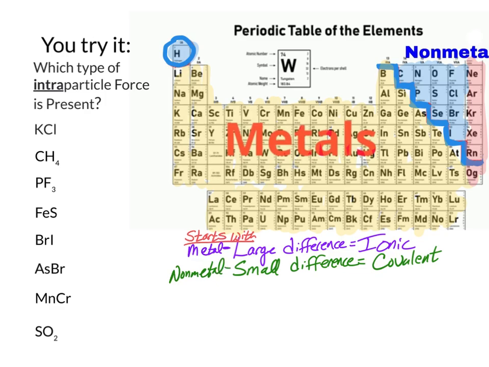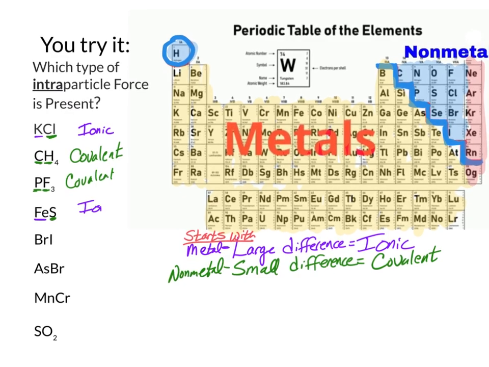So let's begin. We've got KCl. Potassium is a metal, chloride is a nonmetal, and so we know that this is going to have an ionic bond. Here we have CH4, starts with a nonmetal, ends with a nonmetal. That is a covalent bond. We have PF3. Phosphorus and fluorine are both nonmetals. This is a covalent bond. FeS. We have iron, which is a metal, and sulfur, which is a nonmetal. There's a large difference in charge, so we have an ionic bond.